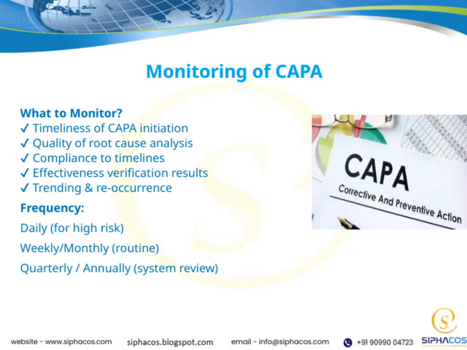Now, let's talk about monitoring CAPA, or corrective and preventive actions. First, it's important to know what exactly we should be monitoring. One key aspect is the timeliness of CAPA initiation, making sure we start the process promptly once an issue is identified. Next, we need to assess the quality of the root cause analysis. Is it thorough and accurate? We also have to ensure compliance to timelines. Are we completing each step within the set deadlines?